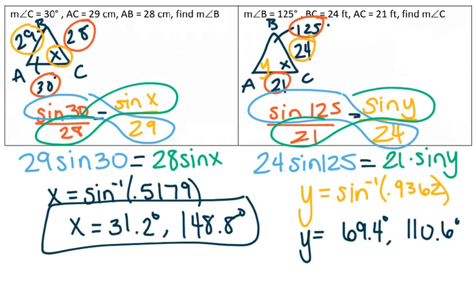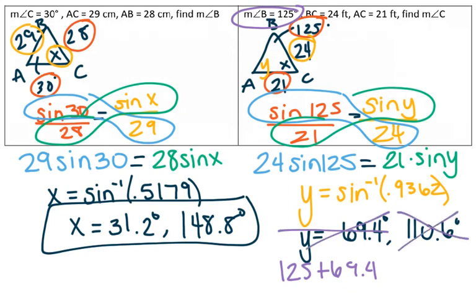Because I know that one angle is 125. And if I do 125 plus 69.4, I'm going to get something bigger than 180. So that can't work. And if I do 125 plus 110, obviously bigger than 180. So this one, I didn't even get to find angle C, but it is a no solution, just because I don't have enough information. These don't work.